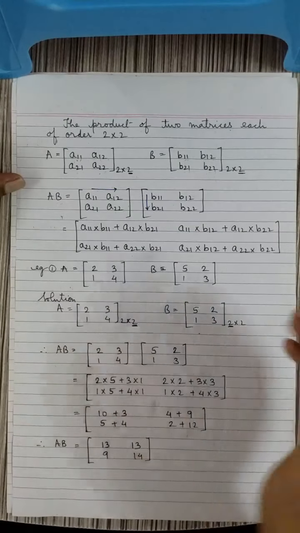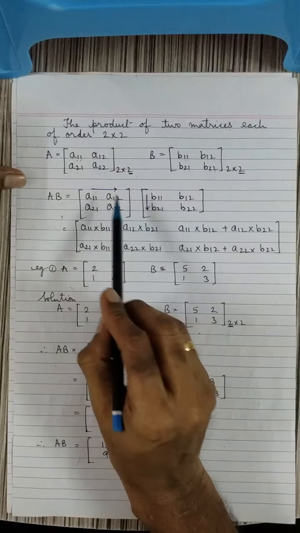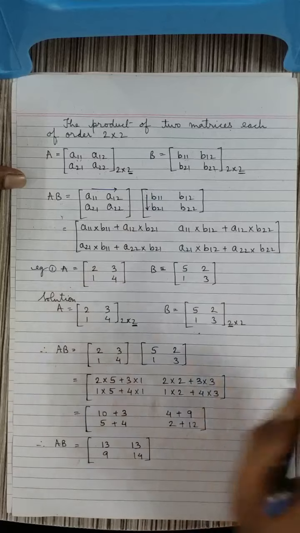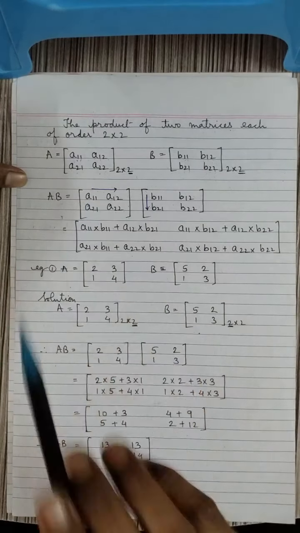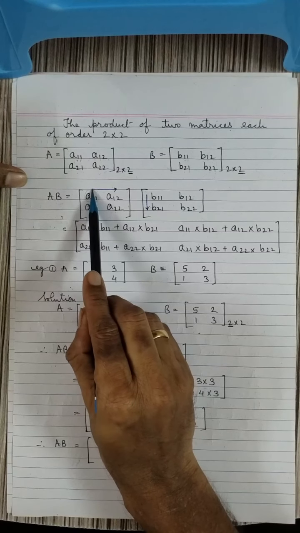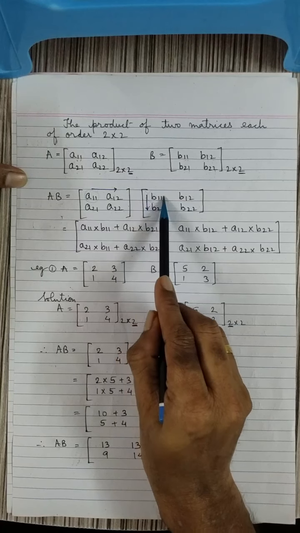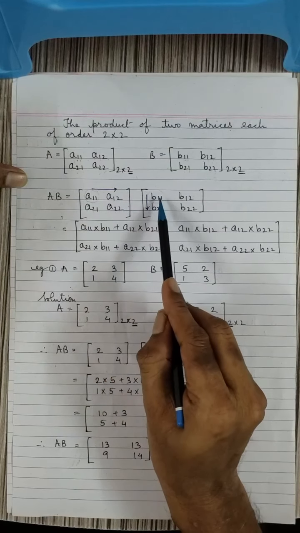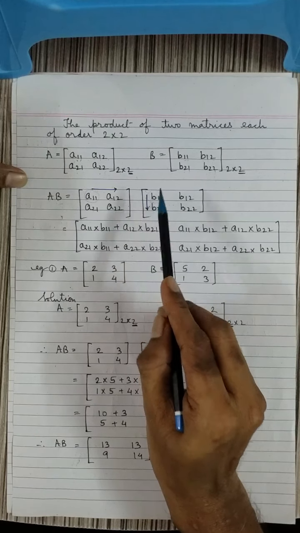Now how to multiply? It follows the row into column method. Row multiplied by column method. So see carefully, this is very important. See how the multiplication is done. The first element of the first row is multiplied by the first element of the first row of the second matrix.